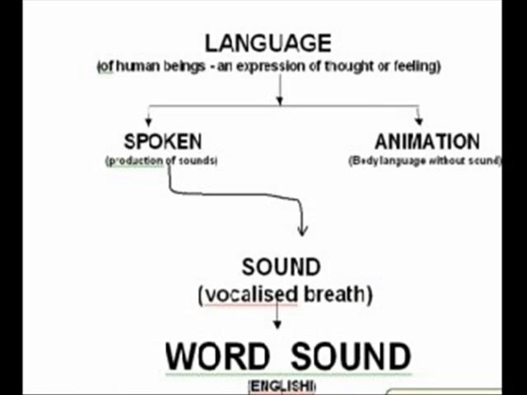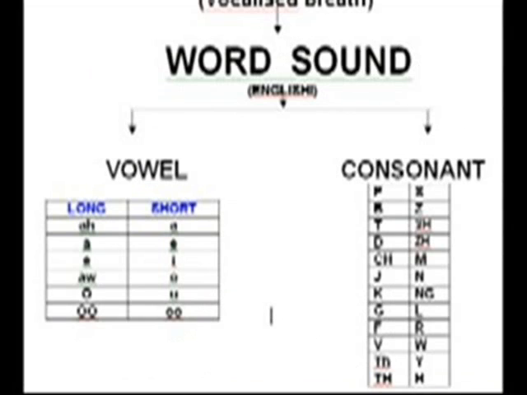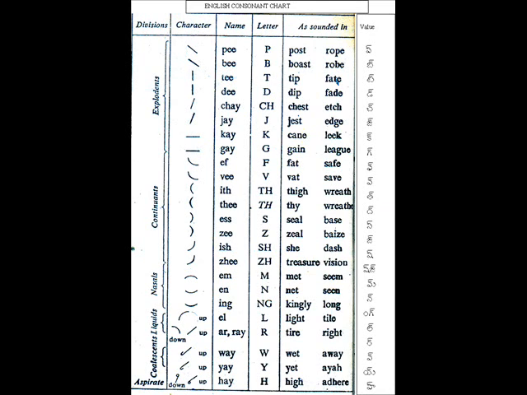I have earlier pointed out that language is a production of sounds, and that if a sound has any meaning, it can be called a word sound. Word sound consists of two elements, vowel and consonant. In the English language, there are 24 consonant sounds, and to write these consonant sounds, we have provided symbols from geometric forms, a straight line and a shallow curve.